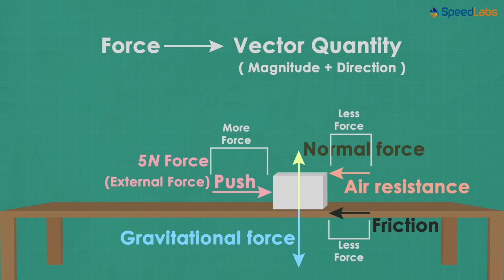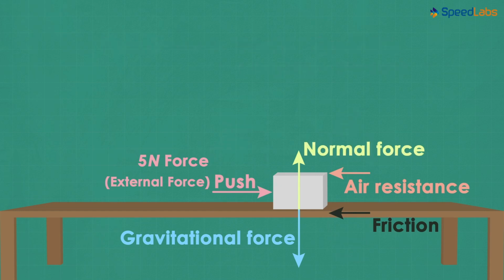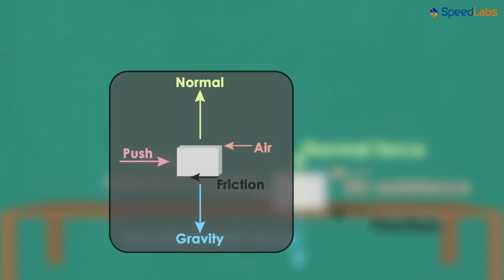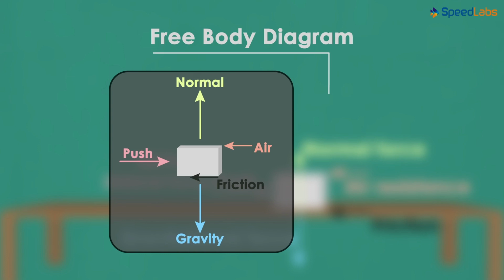Also notice the size of the arrows. If the magnitude is more, the size is also larger. This diagram you see here is called a free body diagram. Looking at it will give us an overall idea if the forces are balanced or not.